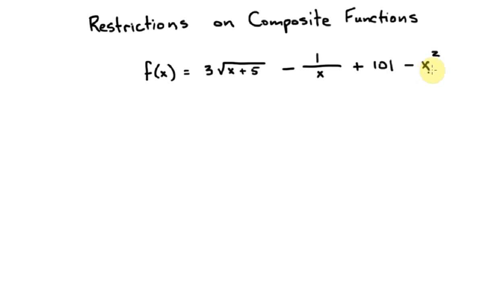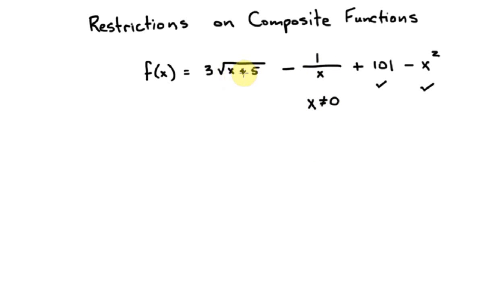For example, is there any problem with x squared, with x being any number? No, there are no restrictions with this guy. 101 is fine. What about this 1 over x? Well, we do have a restriction there. X cannot be allowed to equal 0 because that would be the zero denominator problem. So there's one issue coming up from that.